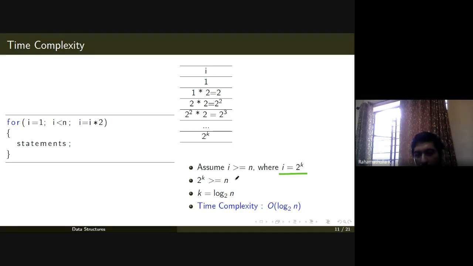Means that 2 raised to k equal to n. When you terminate this loop, 2 raised to k equal to n, k equal to log n. So the time complexity of this algorithm is order of log to the base 2 of n. This is 2 raised to k, that's why log base 2 of n. So when you multiply the value of i every time with 2, then you can say that the algorithm is going to take order of log n time.